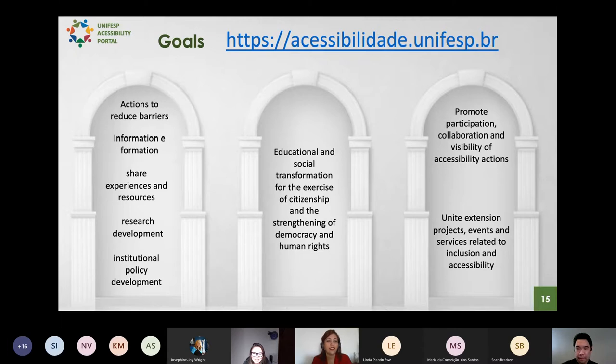And the last group is to contribute to the participation, collaboration, and visibility of accessibility actions within the institution nationally and internationally, articulating and bringing together extension projects through courses, events, and services related to inclusion and accessibility, as well as promoting the development of research in the area.